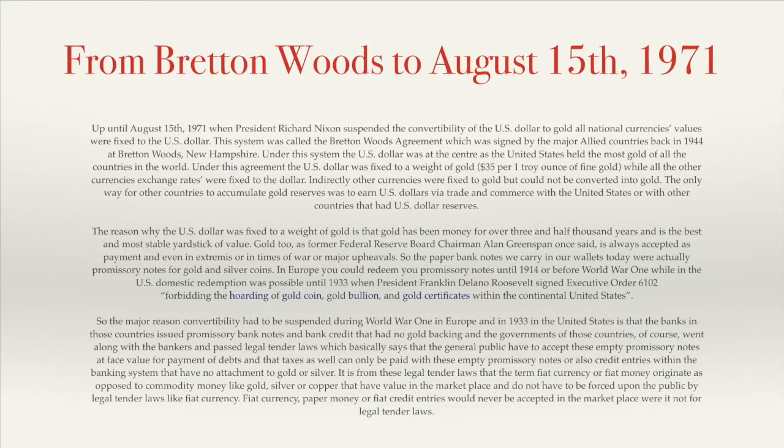So the major reason convertibility had to be suspended during World War I in Europe and in 1933 in the United States is that the banks in those countries issued promissory banknotes and bank credit that had no gold backing, and the governments of those countries, of course, went along with the bankers and passed legal tender laws, which basically say that the general public have to accept these empty promissory notes at face value for payment of debts, and that taxes as well can only be paid with these empty promissory notes or also credit entries within the banking system that have no attachment to gold or silver.